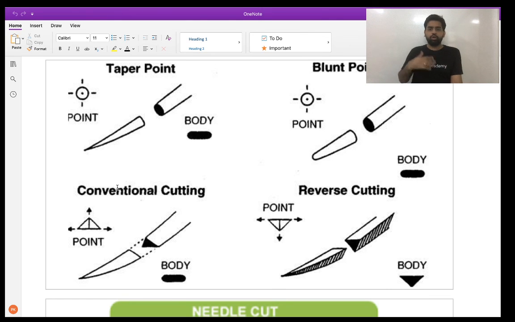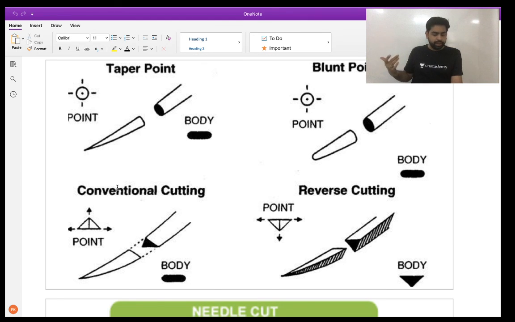Now what about the taper point? We as human beings always want more. But before talking about the taper point, what is the disadvantage of a cutting or a reverse cutting needle? The basic disadvantage is that it cuts the tissue, which will cause local trauma wherever you pass the needle. What is the advantage of a blunt needle? It splits the tissue, it doesn't cut the tissue, so the local trauma is less. But what is the disadvantage of a blunt point needle? It cannot enter into the tough structures.